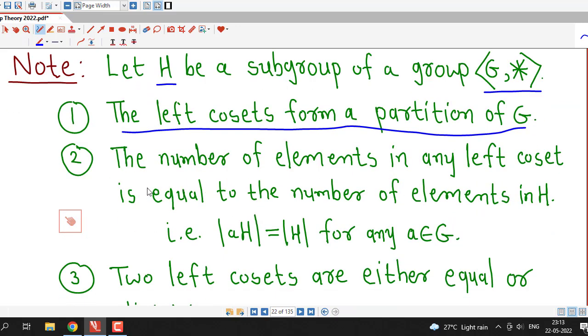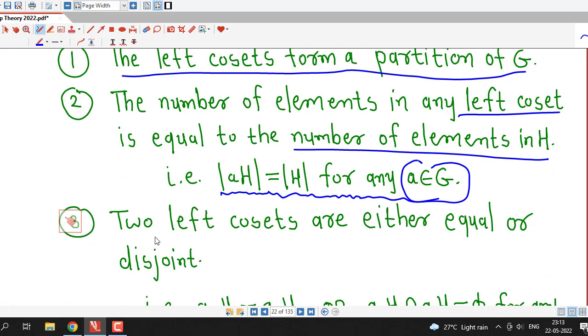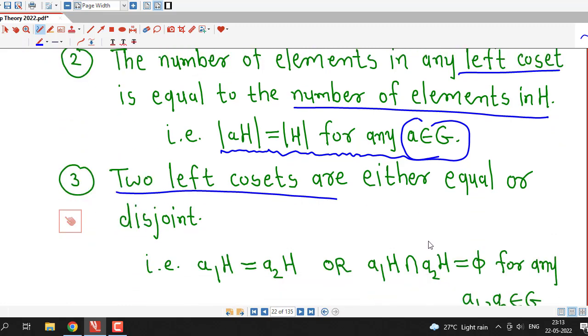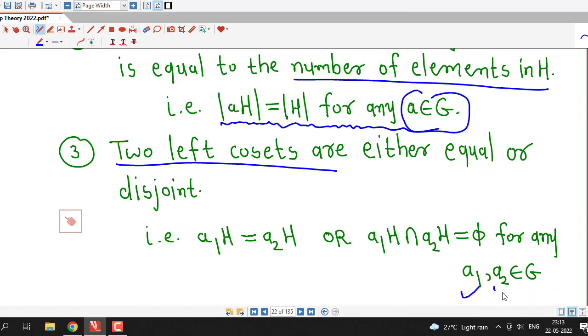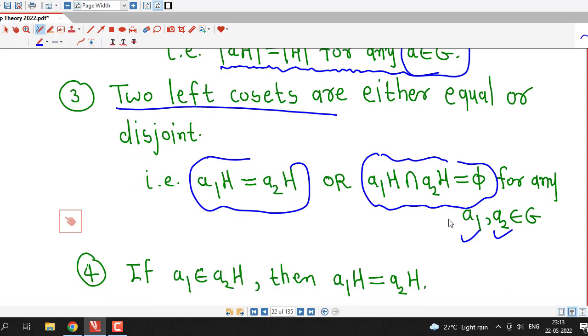Another property which we have seen is the number of elements in any left coset is equal to the number of elements in the group H. That is, order of left coset AH is equal to order of H for any element A belongs to G. We know this property also. Two left cosets are either equal or disjoint. For example, if I take two elements A1 and A2 in a group G, then either A1H equal to A2H or A1H and A2H are disjoint, that is their intersection is empty set.